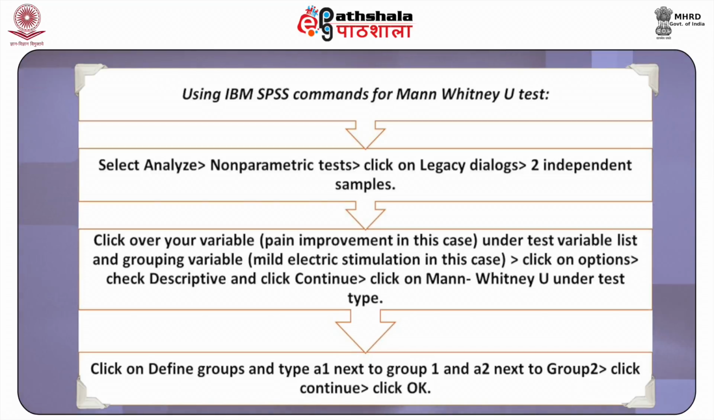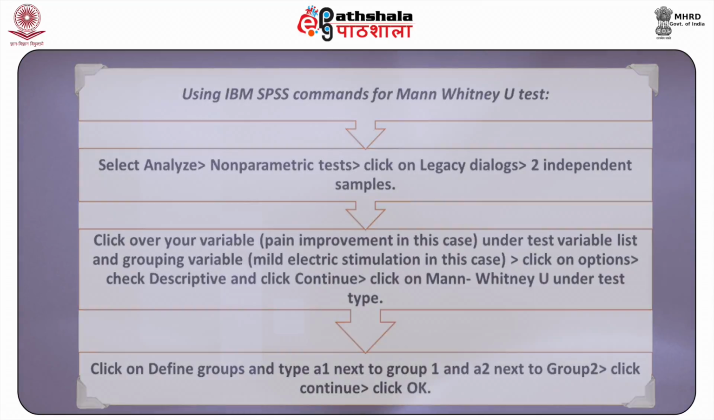Click on Mann-Whitney U under Test Type. Click on Define Groups and type A1 next to group 1 and A2 next to group 2. Then click Continue and click OK. These steps would produce the output for the comparison of the two chosen groups and add them to the output.